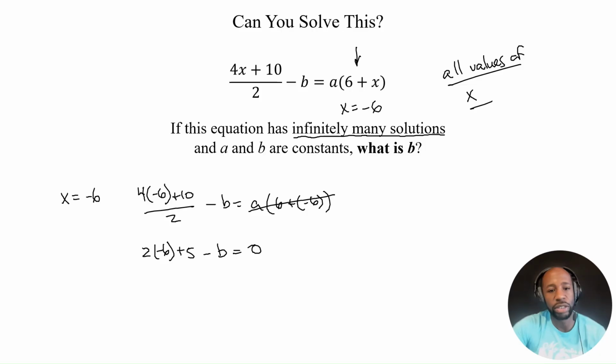2 times -6 is -12. -12 plus 5 is -7. So -7 minus b equals 0. Add b to both sides, and b is equal to -7.